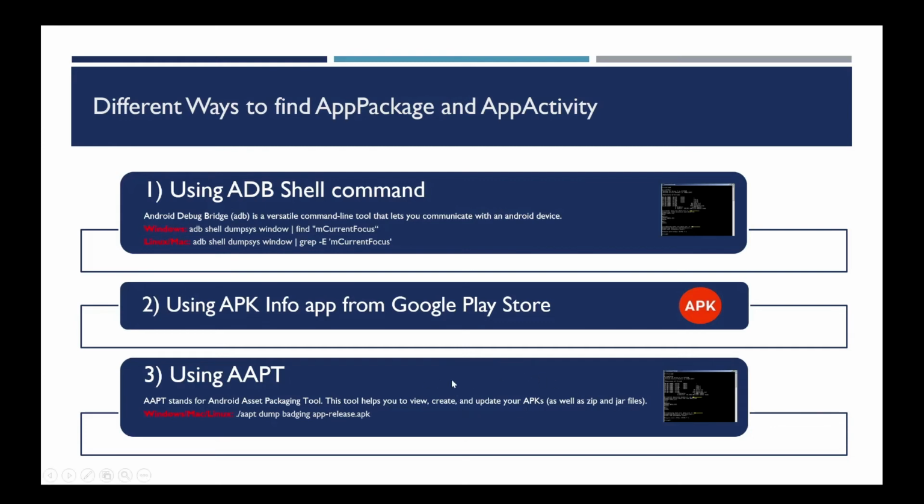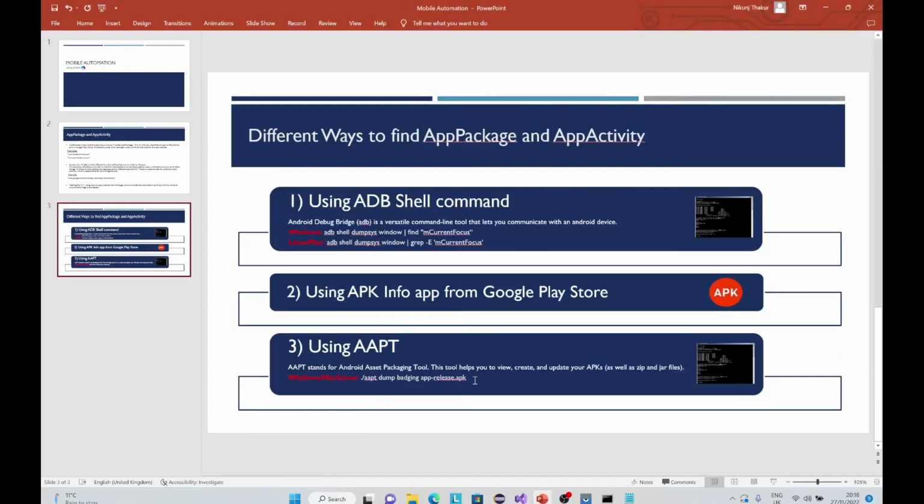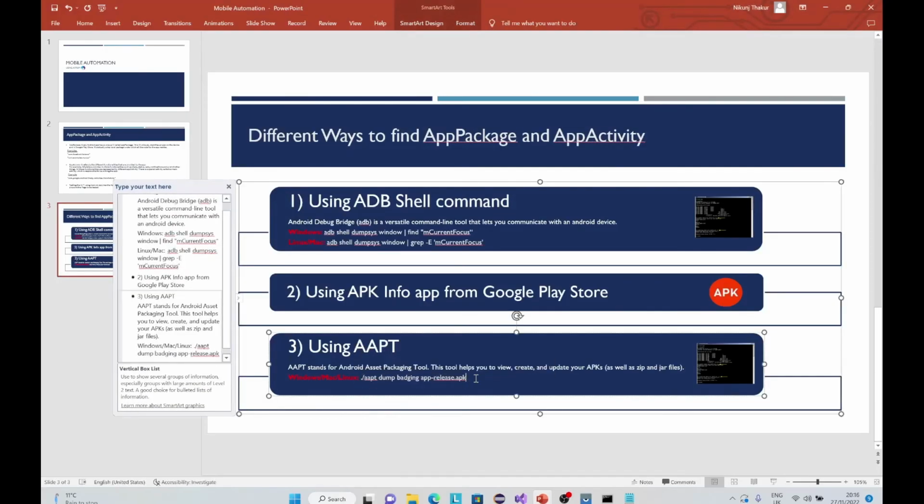So in case you do not have the Android application installed on your device, you only have got an APK file from the developer, and you want to find the app package and app activity for such an APK file. It's not installed, it's in APK format, right? So how to find these two things for such an APK file? We will use this particular command to find it. Let me just copy it here.